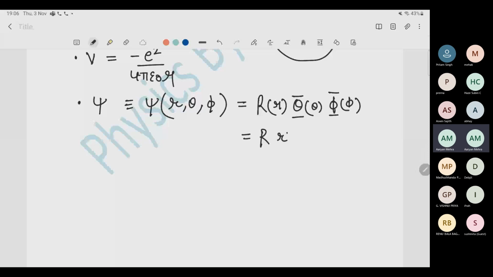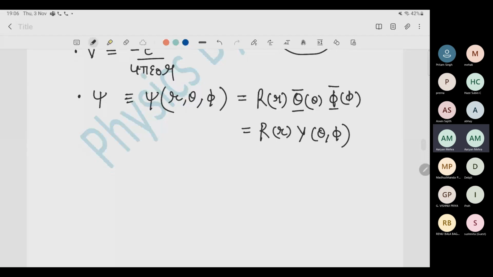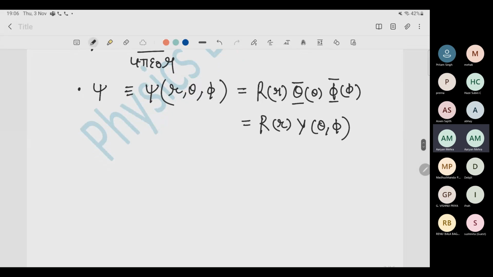Or we can also write it as R of r times Y of theta, phi. Here Y, as we discussed, is called the spherical harmonics, and R is the radial part of the solution. We discussed everything about the spherical harmonics, which is the Y part: if I give you some Y, how you can actually find the quantum numbers. So in Y there are two quantum numbers hidden.